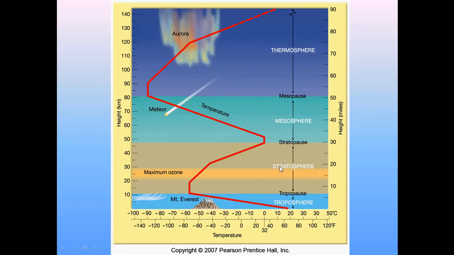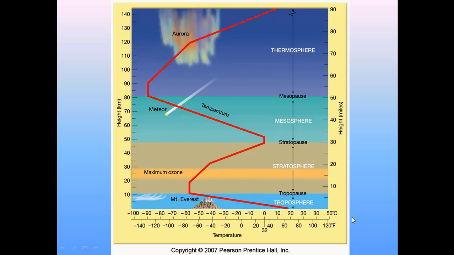After the troposphere, the next layer, as you go higher up in altitude, is what we call the stratosphere. You go up to the next layer, higher up in the atmosphere, and you have the mesosphere, followed by the thermosphere. So those are the four layers of the atmosphere. TSMT is how I remember them.